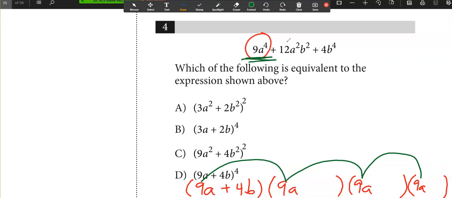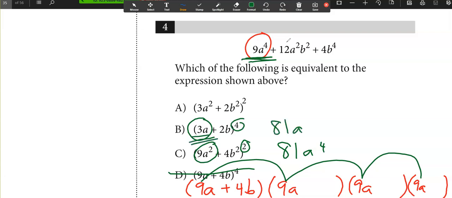81 squared. Is that 6561? I believe it is. Yep, I got it. 6561. So, too big. So, by process of elimination, just looking at this and raising it to that power, you should be able to say, oh, that's 81a to the 4th. 3 times 3 times 3 times 3, that's going to be 81a to the 4th.